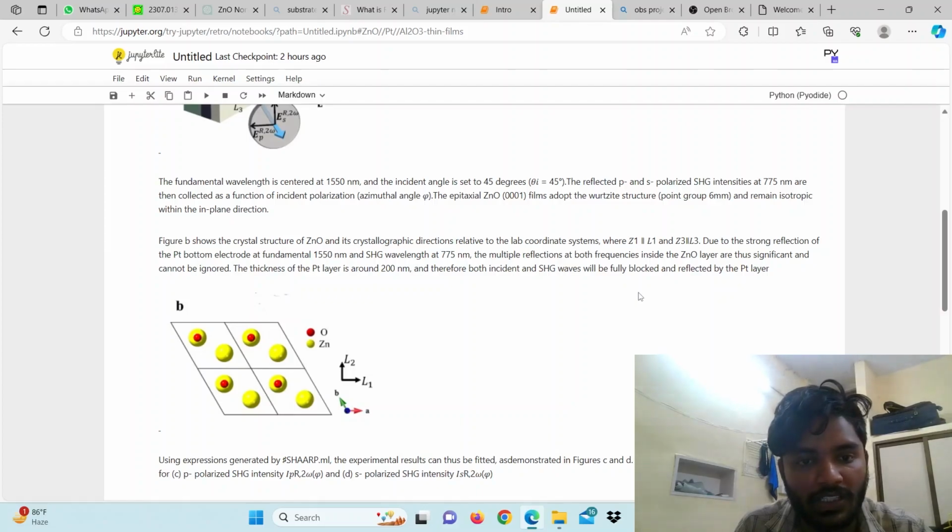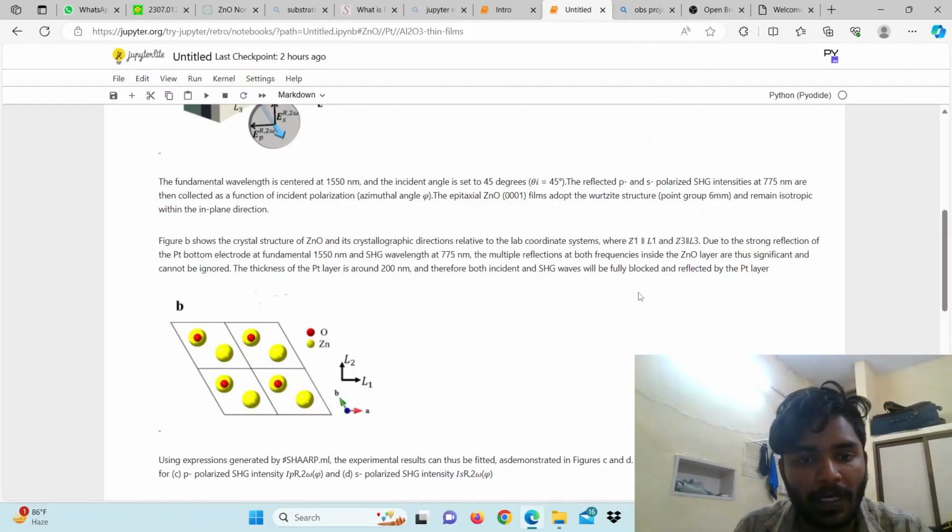It shows the crystal structure of ZnO and its crystallographic directions related to the lab coordinate system. Due to strong reflection of the Pt bottom electrode, the fundamental wavelength of 1550 nanometers and SHG wavelength at 775 nanometers show multiple reflections at both frequencies inside the ZnO layer, because they are significant and cannot be ignored.